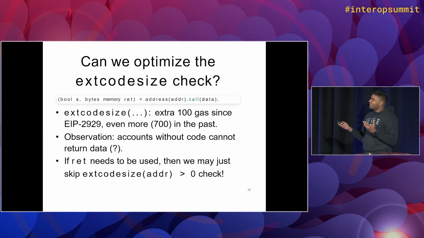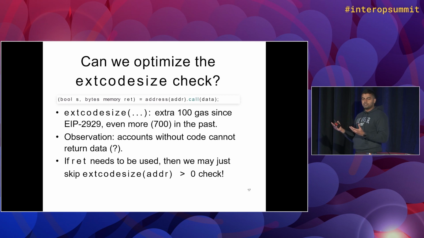But the problem here is that this is a little bit expensive. It actually costs 100 gas to do this check, and this was after EIP-2929 introduced in the Berlin hard fork. And it used to be even more in the past. It used to be 700 gas. So people were very, very upset about this check when they knew that there was going to be code. But we couldn't really remove it because it introduced some footgun in Solidity.